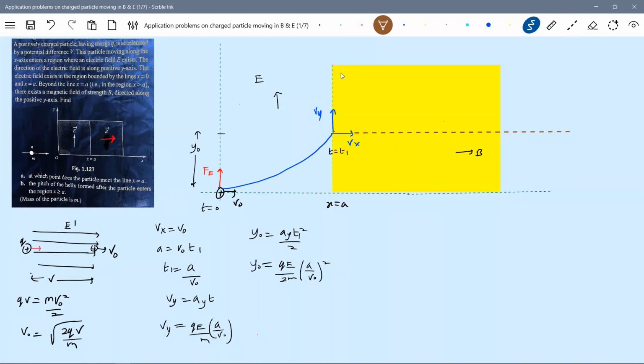So you do get plenty of numericals. Sometimes this is one of the best topics where the professors, IIT professors, will pick up to test students.